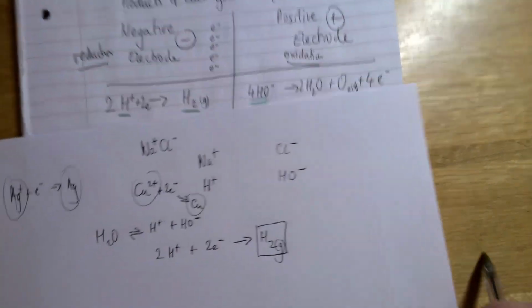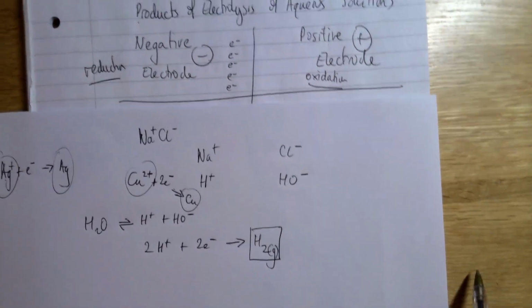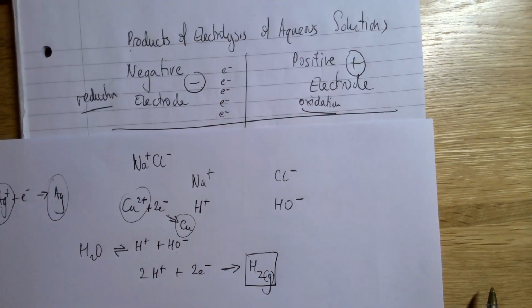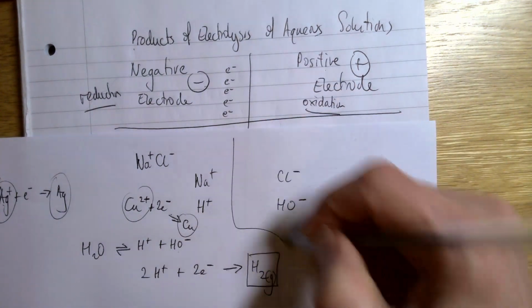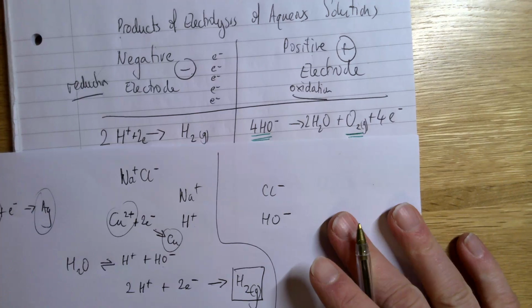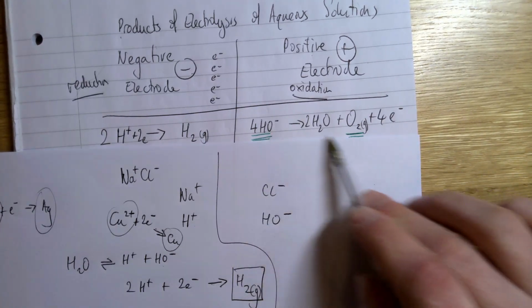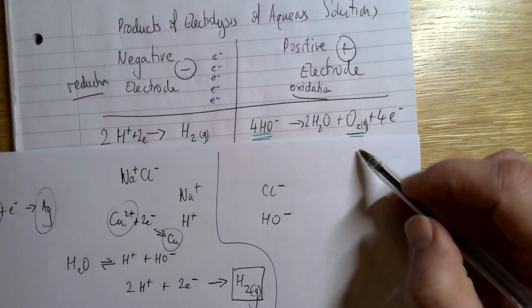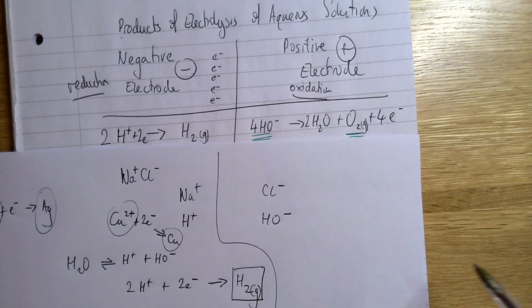What about at the positive electrode? Again, you've only got a couple of choices to make here. Either the hydroxide gets oxidized, loses electrons to form oxygen, and oxygen will fizz like crazy, so you'll see it forming, or it's something else.